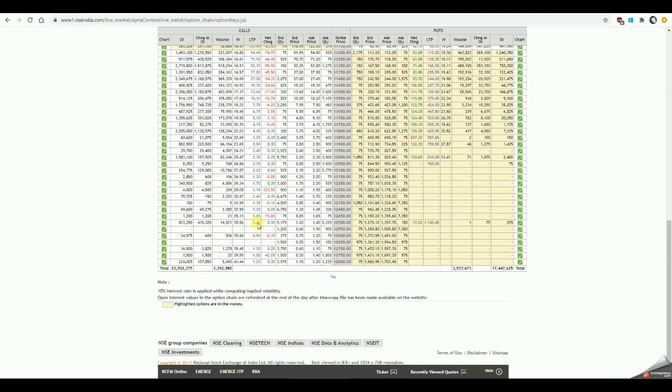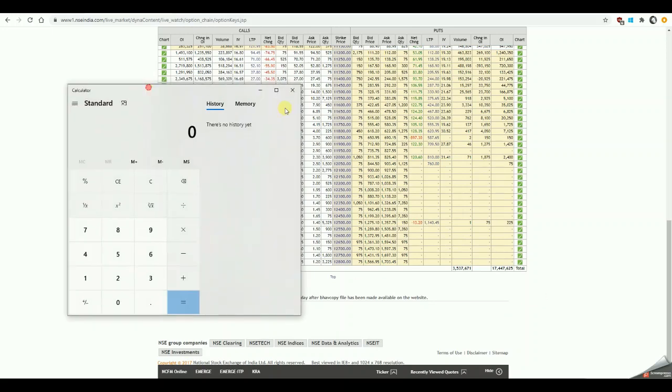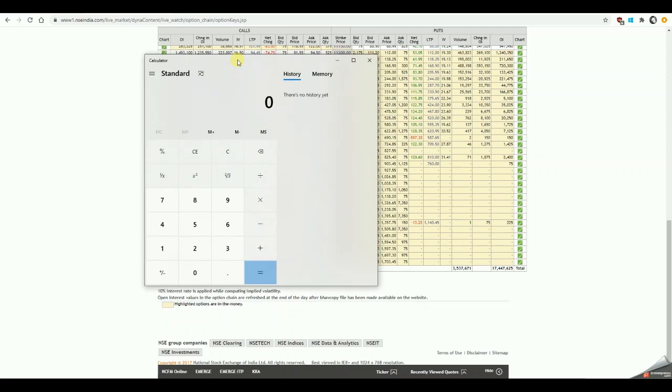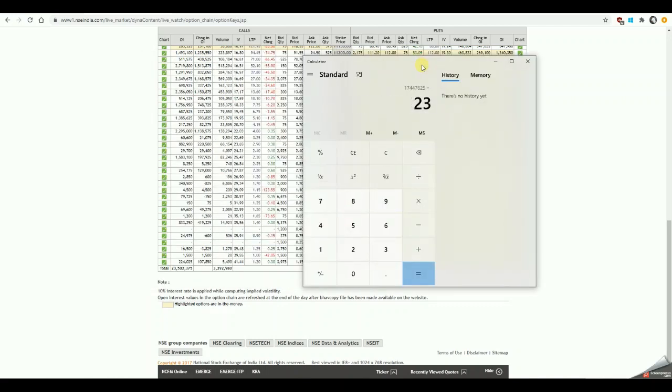So if you look at the OI, this is the total open interest for calls, and this is the total open interest for puts. If I have to check the put to call ratio, which we call PCR, all I have to do is divide put by call. So put is 17,447,625 divided by call, 23,502,375. The PCR is 0.74.